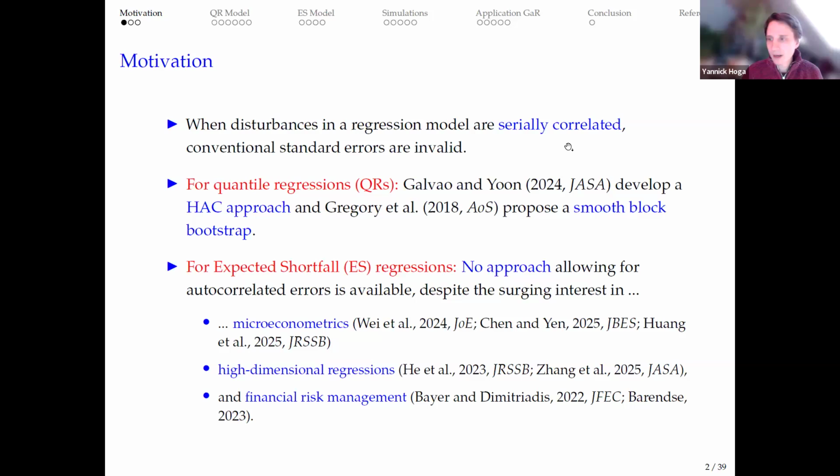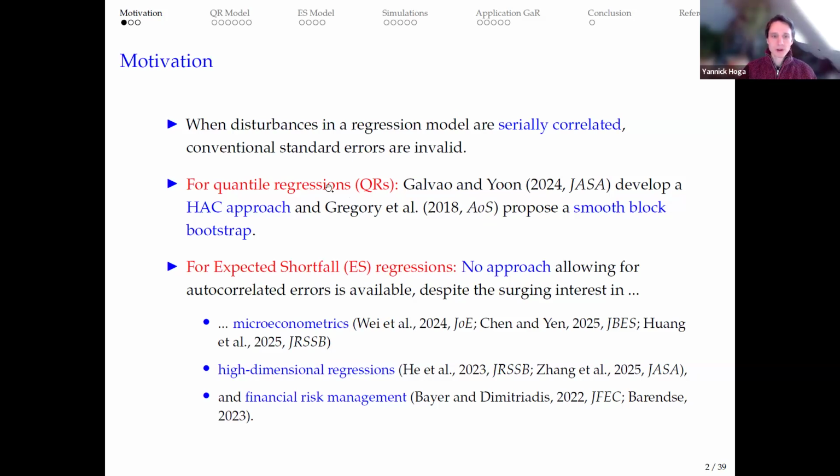So to motivate the topic, it's well known that when you run a time series regression and you have serially correlated errors, then you need to account for this when drawing inference on your regression parameters. Yeah? And this literature actually fills volumes of work in the case of mean regressions, of course. And this is econometrics 101, perhaps not, but nothing too advanced, I would say.